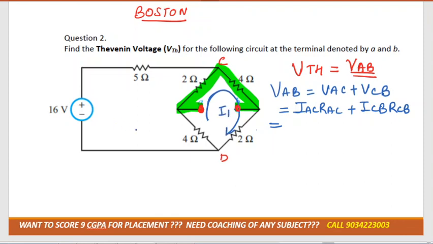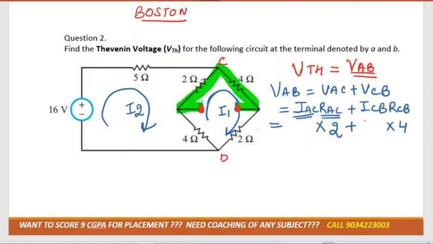Okay. Again, we can mark the current like this, I2. So IAC, we need to calculate. RAC is how much? 2 ohm, correct? Again, ICB, we need to calculate. RCB is the resistance across C and B, that is 4 ohm, right? Clear?